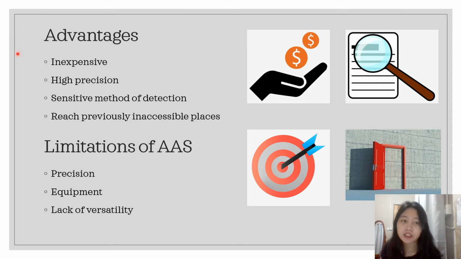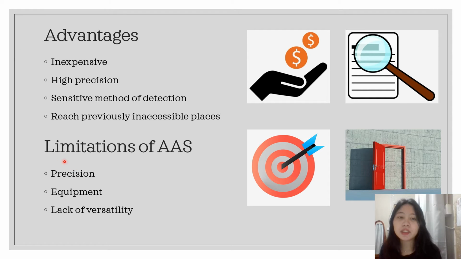The third advantage is that it is sensitive. It has a sensitive method of detection. AAS can measure down to parts per billion of a gram in a substance. So it has a very sensitive detection. Last is that it can reach inaccessible places. The reason is that it relies on radiation and light absorption.